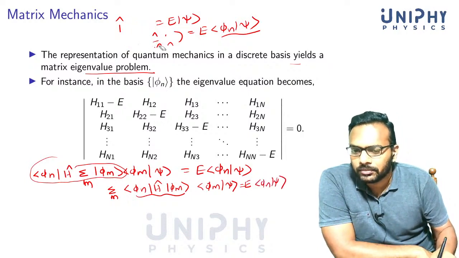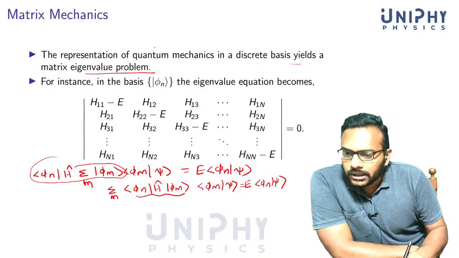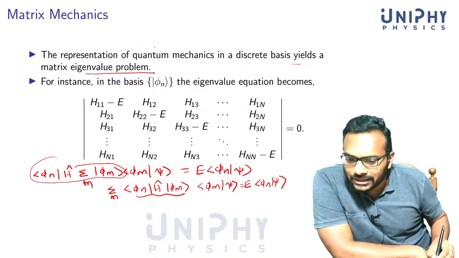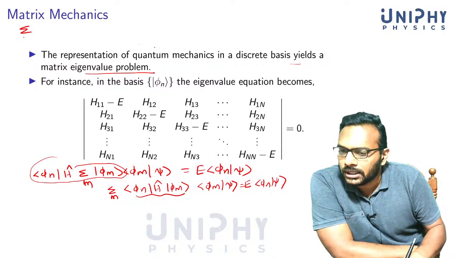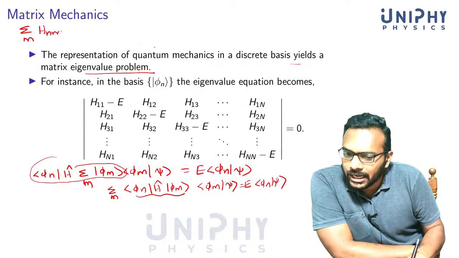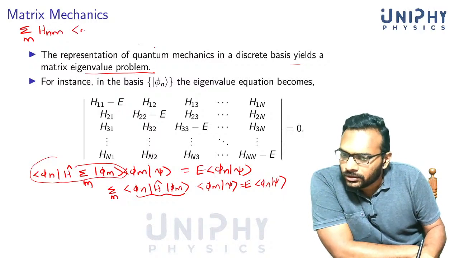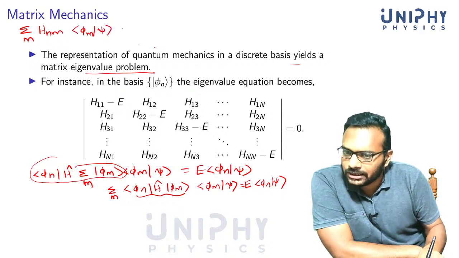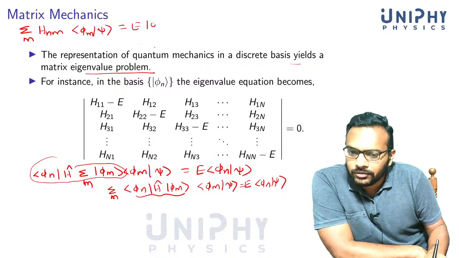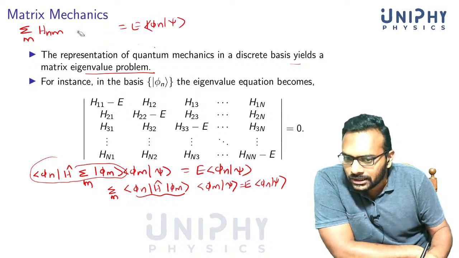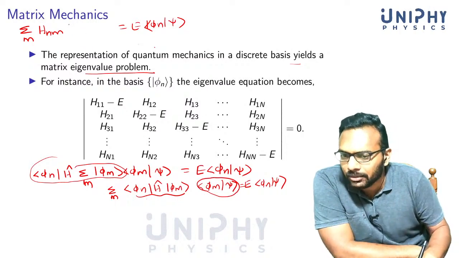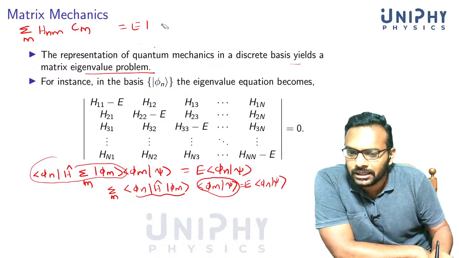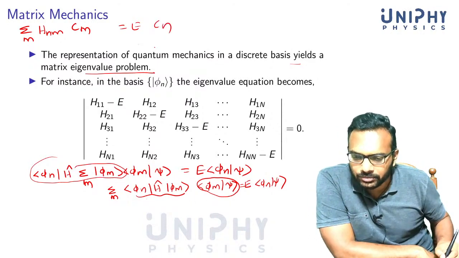Now what does this become? I'll write it here. Now this phi n h cap phi m, it's a number, we can write it using 2 index h n m. So this is summation over m h n m, and you have got phi m psi is equal to E phi n psi. Now this phi m psi, we know that it's a component of psi along the direction phi m. We can write it simply as Cm, and similarly this we can write as Cn, because we know that phi m psi is the expansion coefficient.